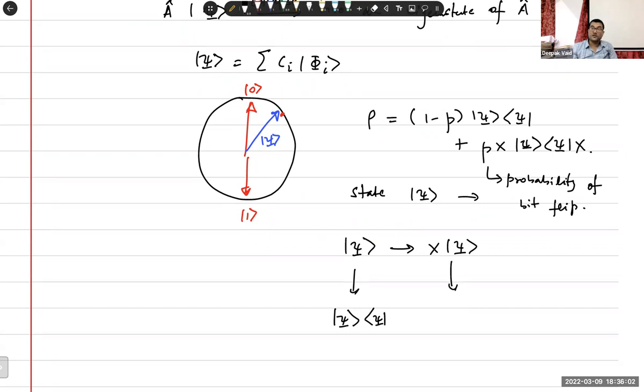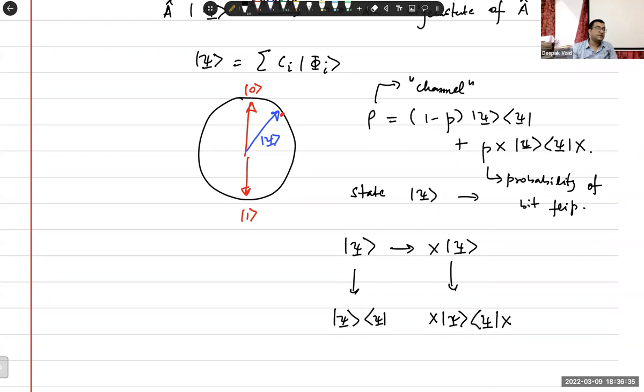If you want to construct the projector for the flipped state, what do you get? You take the adjoint of the X psi. So you will get what? You will get X ket psi, adjoint psi, and then again adjoint X. What is adjoint X? It's X only. So this rho that you have here, this rho is what we refer to as a channel.